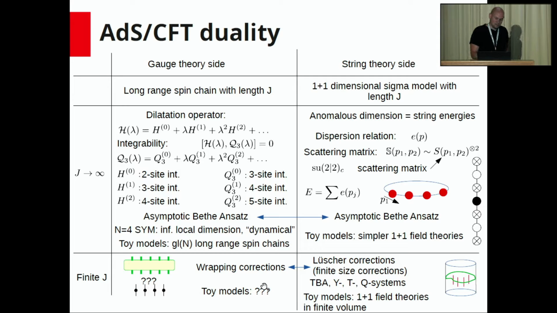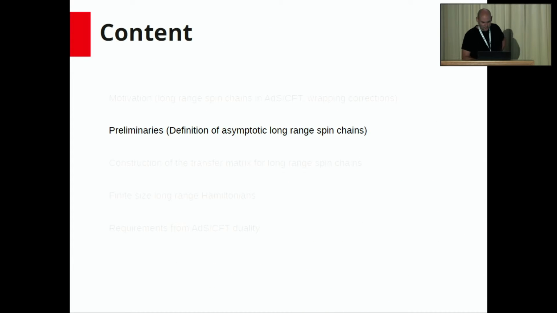That is why I think it's worth coming back to the spin chain description and finding how to define a spin chain where this wrapping effect can be investigated. And I think this can open new perspectives for calculations in AdS/CFT, the planar limit. Okay, let's continue with the basics of the asymptotic long-range spin chain.